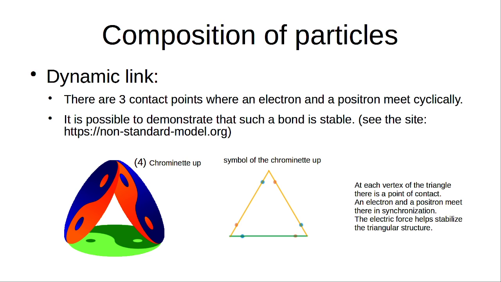4. Chrominate up. At each vertex of the triangle there are points of contact. Electron and positron meet there in synchronization. The electric force helps stabilize the triangular structure. Here is the symbol of the chrominate up. A chrominate up is just a quark up without the positron in the center.